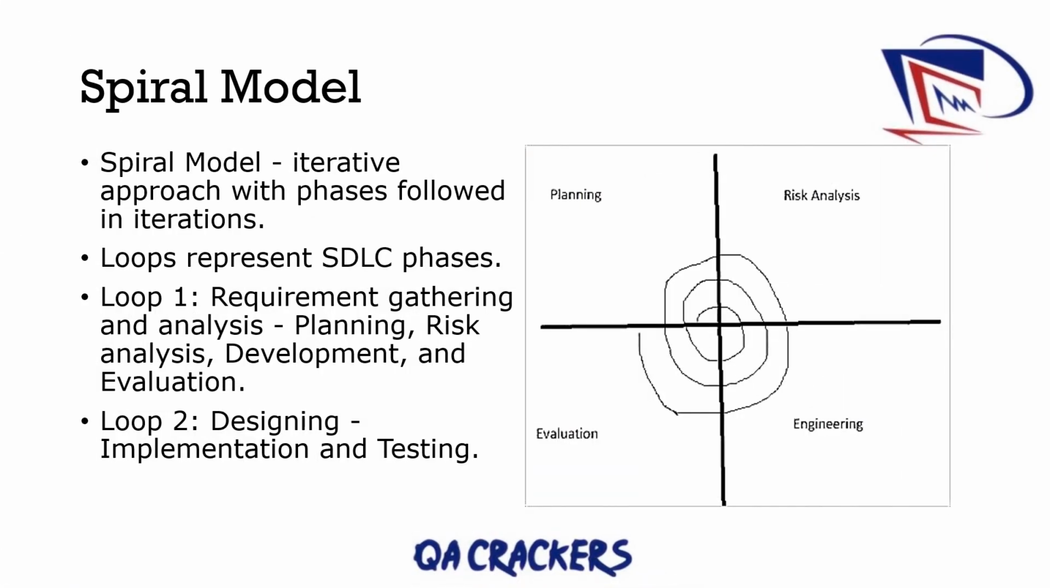Spiral model. The spiral model uses an iterative and prototype method, with phases occurring in each iteration. It loops through the SDLC process phases. Gather information and document it, and create a software requirement document for the next phase.